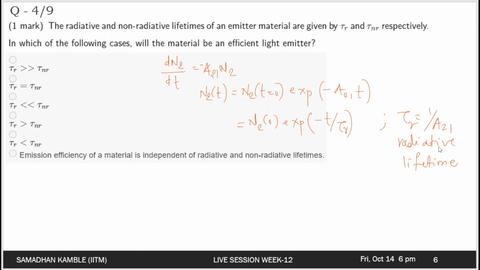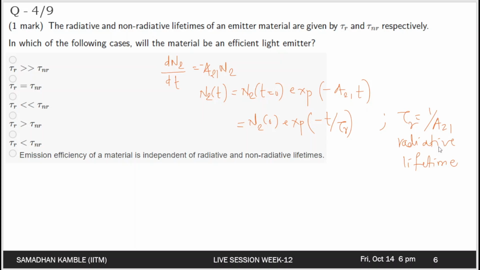Essentially, how much time it takes on average for an excited electron to emit a photon is given by this particular parameter. So this is how the radiative decay happens. There is also something called the non-radiative decay, and it is as follows. Your electron, instead of emitting a photon, could simply lose its energy to the lattice vibration and come to the lower state and get captured. That is called the non-radiative decay process.